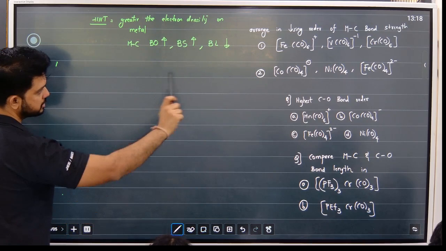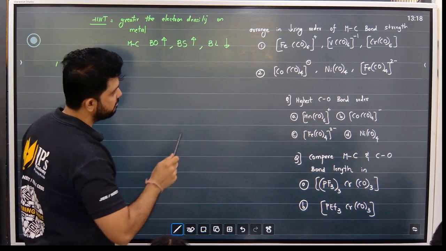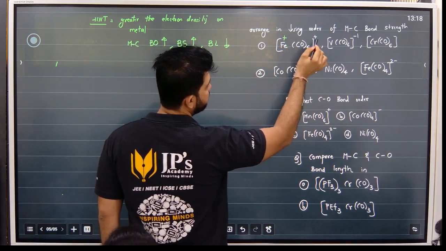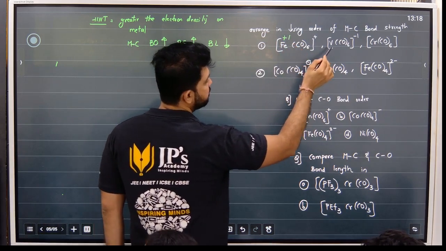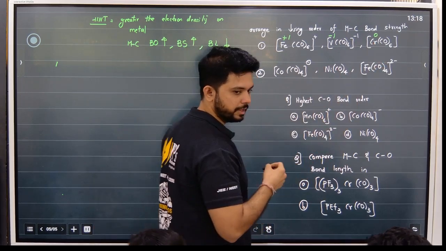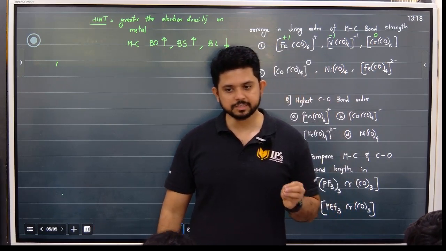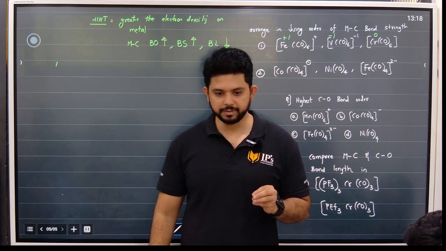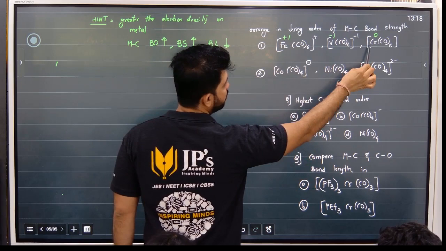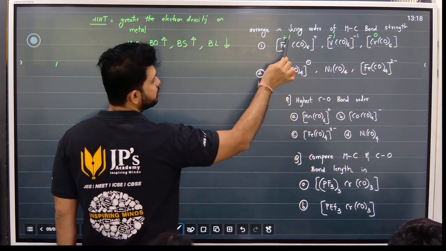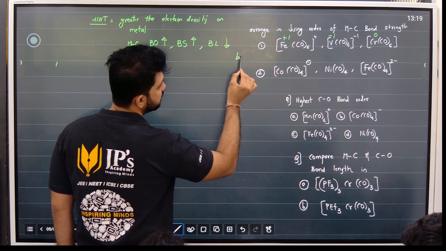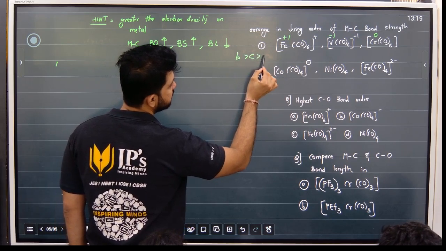If you look at the first trend, Fe, what is the charge on Fe over here? +1. Vanadium -1, and chromium is 0. So if you look at the three of them, the one with greatest electron density will be vanadium, followed by chromium, and Fe with +1. So what trend will come here? B, then C, then A.